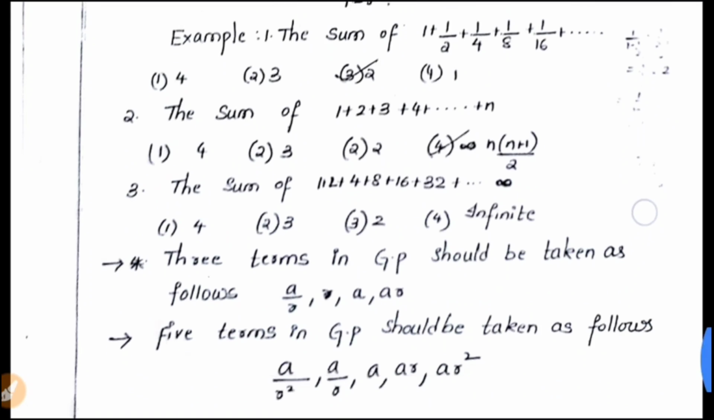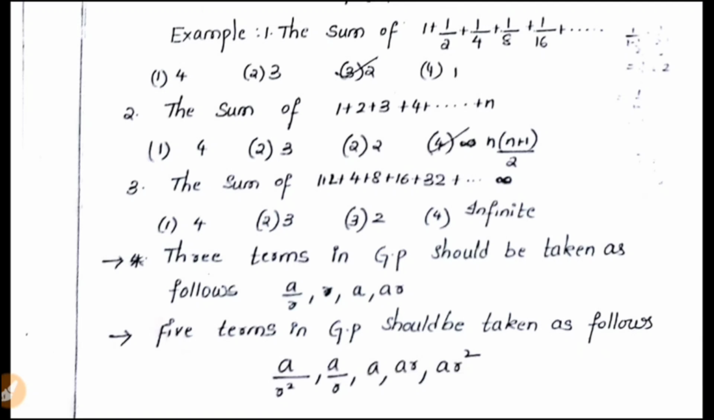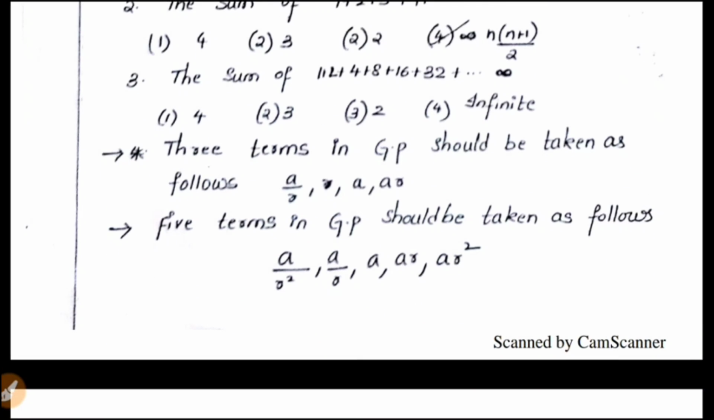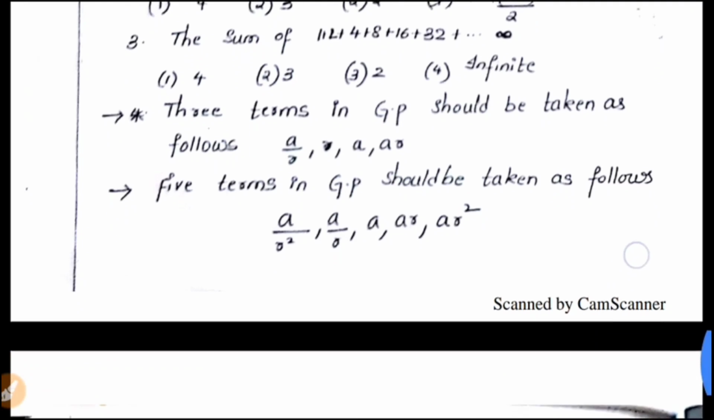Now, 3 terms in GP should be taken as follows: A by r, comma, A, comma, A r. If you multiply all this, r will get cancelled, you will get A cubed as the answer. So if 5 terms are there in GP, they should be taken as follows: A by r square, comma, A by r, comma, A, comma, A r, comma, A r square. If you multiply all this, r will be cancelled, you will get the answer in A.